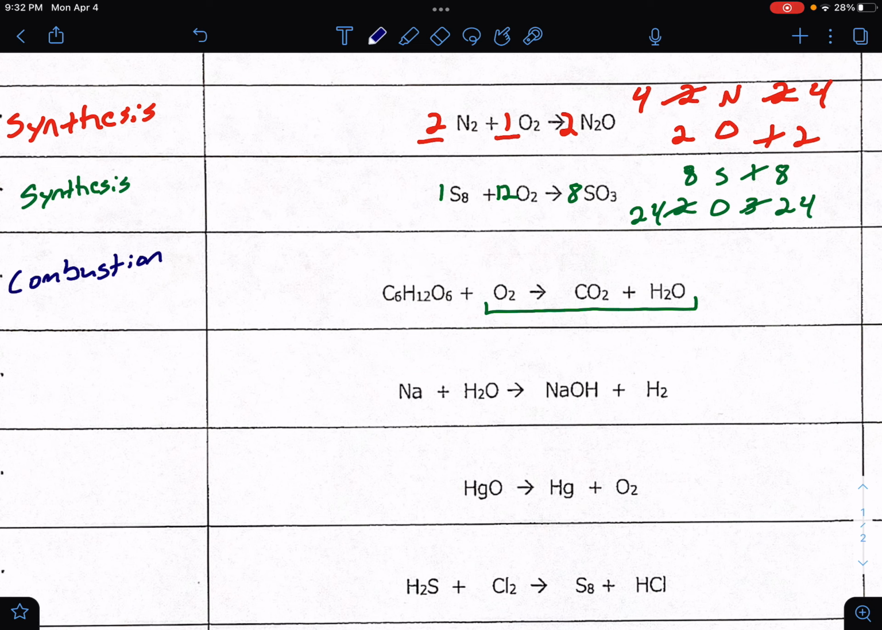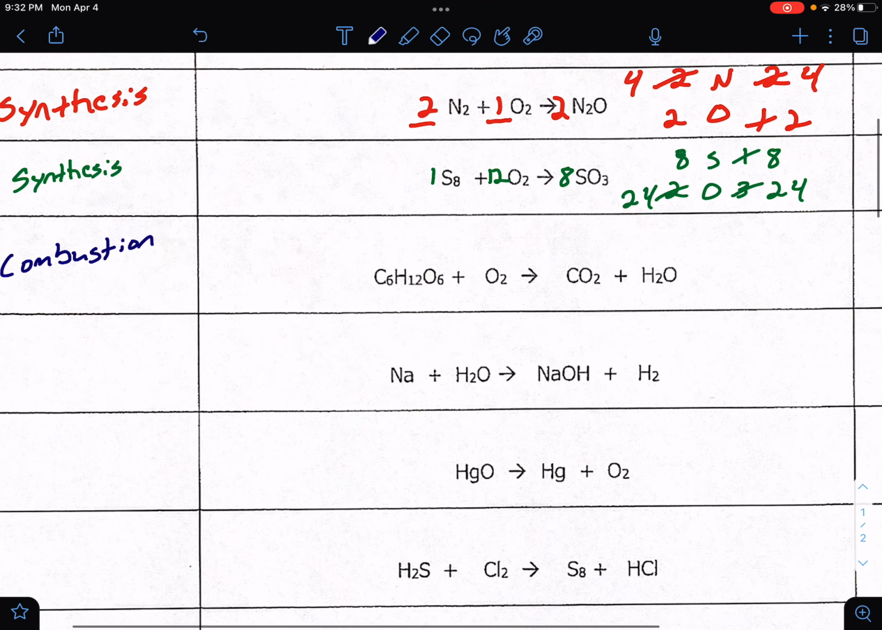Now let's actually worry about our balancing part. I'm going to move this over here so I can give myself a little more room. I'm going to do C, H, and O. Again, I always do it the same way: I always start with carbons, work my way to hydrogens, and I always save oxygen for last. So I've got 6 carbons on the left, 12 hydrogens on the left, and 8 oxygens on the left, since 6 plus 2 gives me 8. Now on the right, I have 1 carbon, 2 hydrogens, and 3 oxygens.